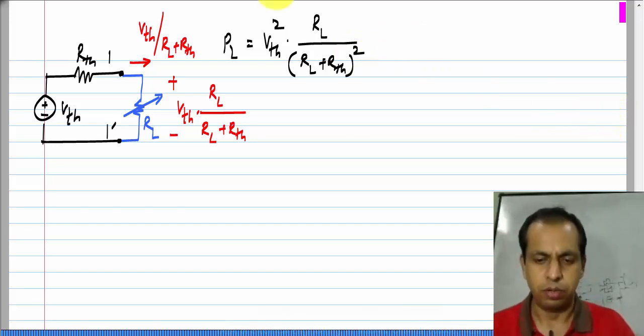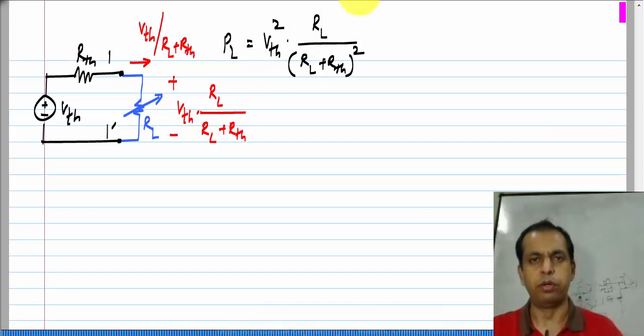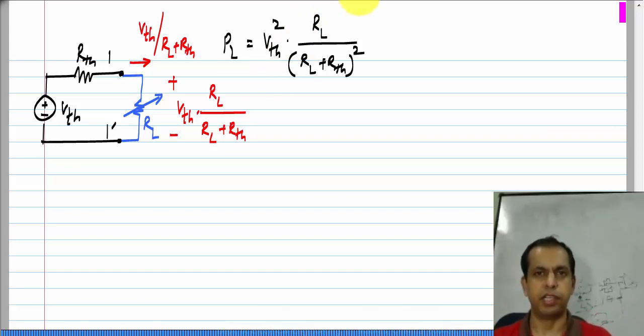Now, of course, to maximize a function, we know that we can differentiate the function and set it to 0. At least that will find the extremes of the function, whether it is maximum or minimum, and by finding the second derivative, you can figure out whether it is the maximum or minimum.